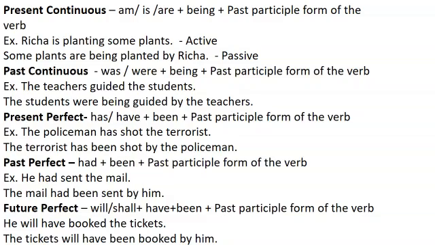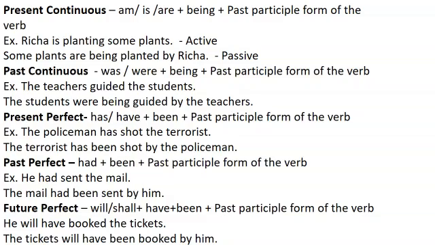In present perfect tense, the structure is has, have plus been plus past participle form of the verb. For example, when it is active, the policeman has shot the terrorist. When we change into passive, it becomes the terrorist has been shot by the policeman.